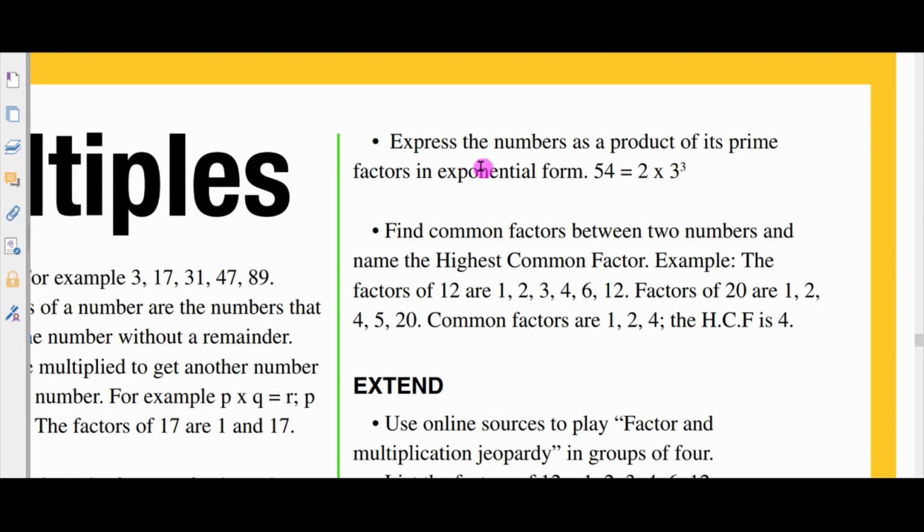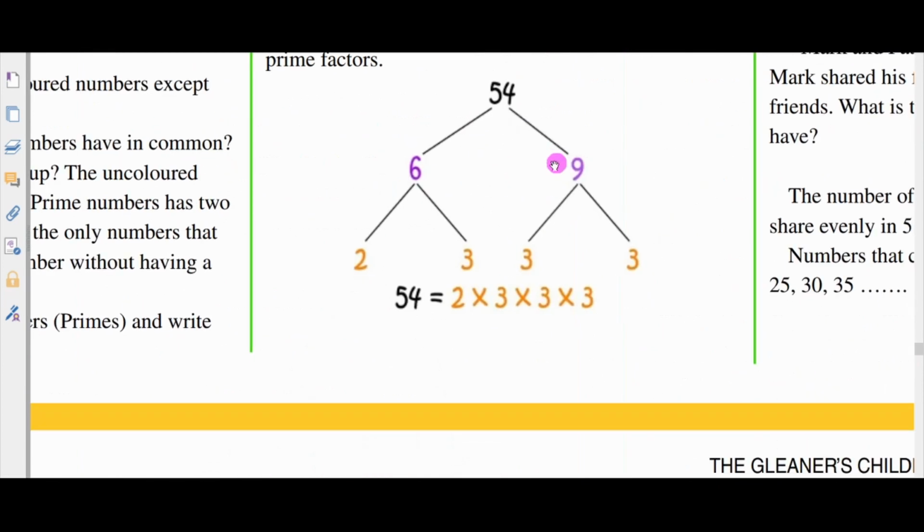Now it says, express the numbers as a product of its prime factors in exponential form. So 54 would be equal to what? 2 times 3 cubed, or 3 to the power of 3. So let's go back to this. So notice we have 1, 2, 3.